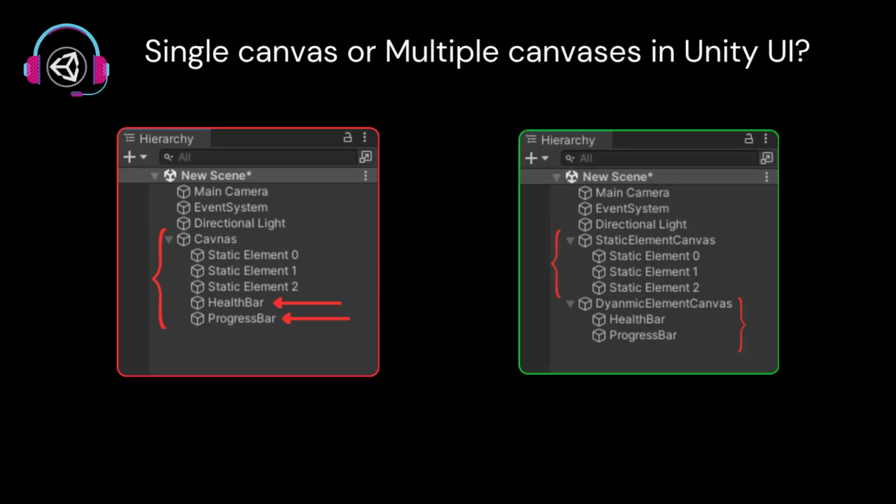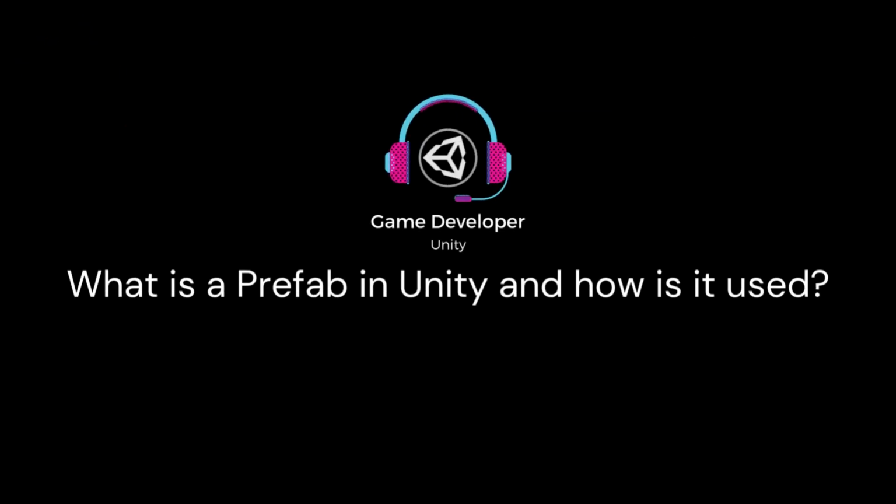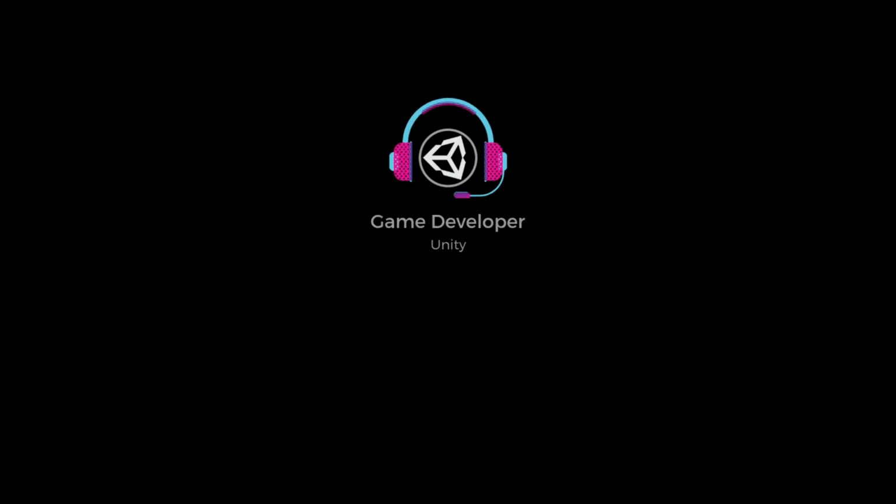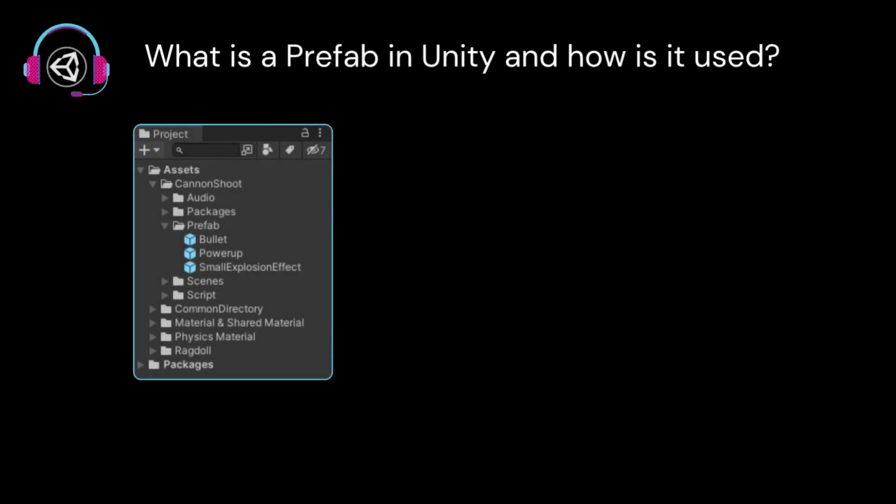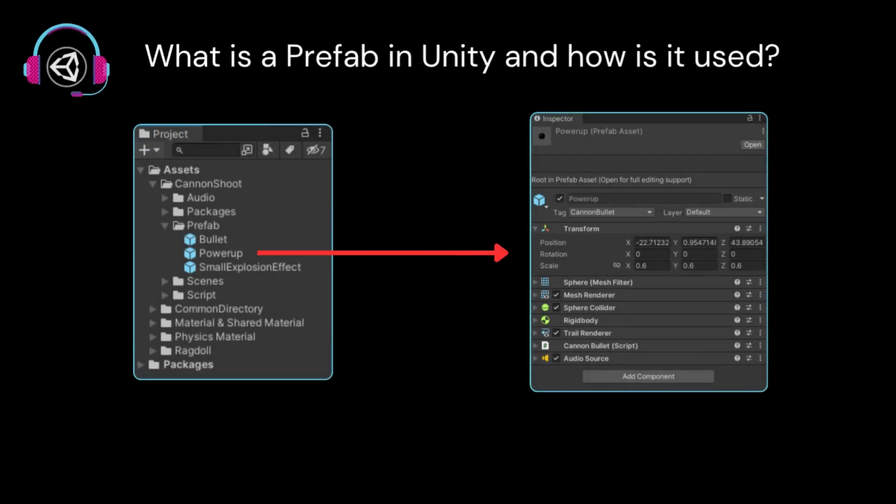Let's go to the next question. What is a prefab in Unity and how is it used? A prefab in Unity is a reusable game object template with predefined components and properties. Think of it as a blueprint. You can save it in the project window and reuse it across multiple scenes or even projects.